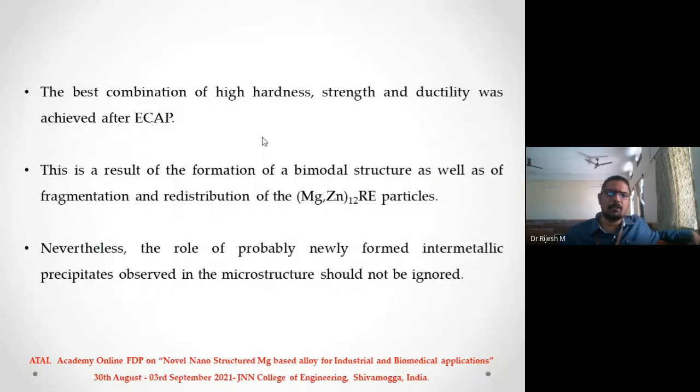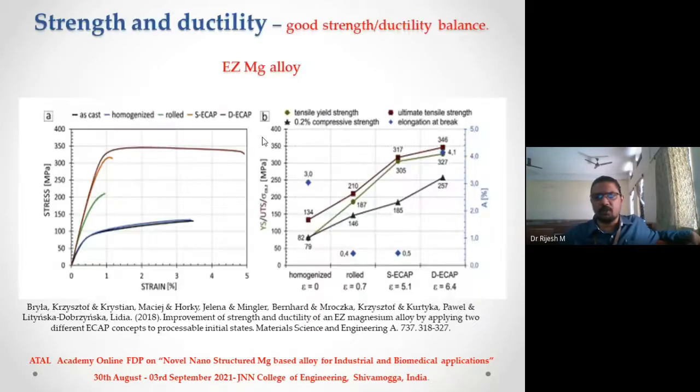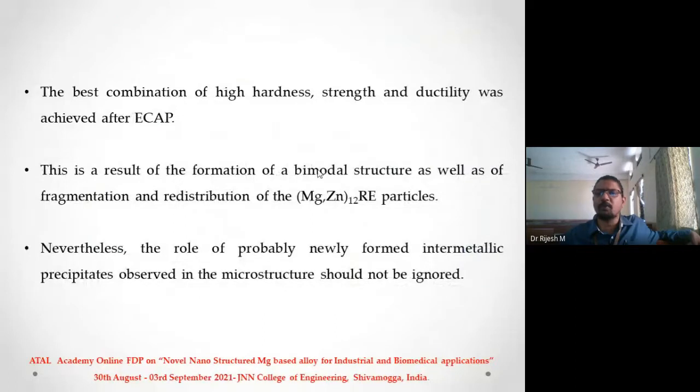The best combination of high hardness, strength and ductility was achieved after ECAP. It is the result of formation of a bimodal structure. If you want the strength and ductility combination, you need to go for a bimodal structure. A bimodal structure is where you have fine grains as well as coarse grains in different locations. So the fine grains will give you strength, and coarse grains will give you a little bit of ductility, and you get a combination of both.